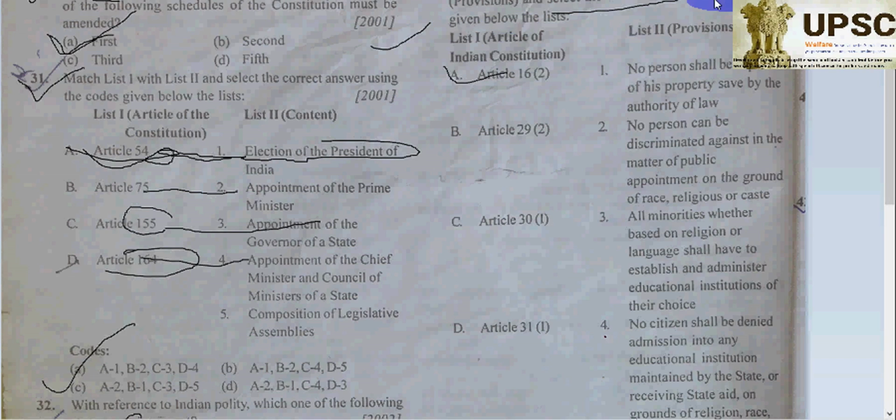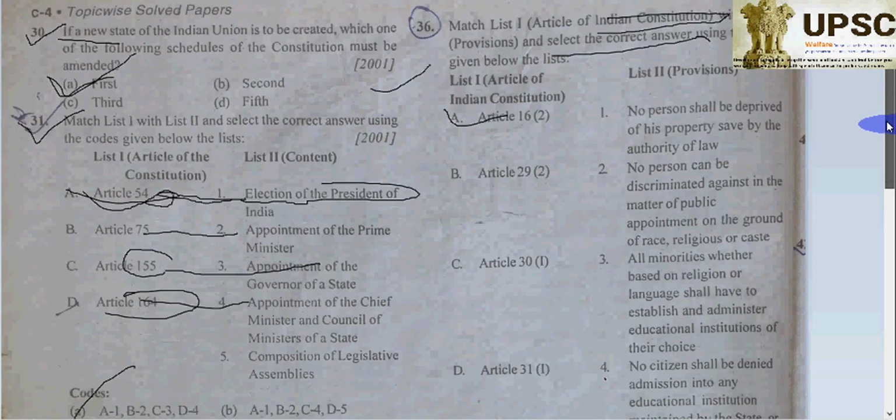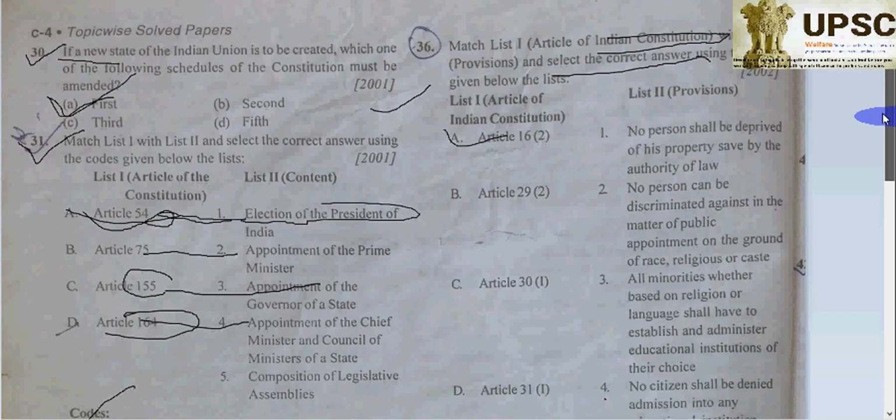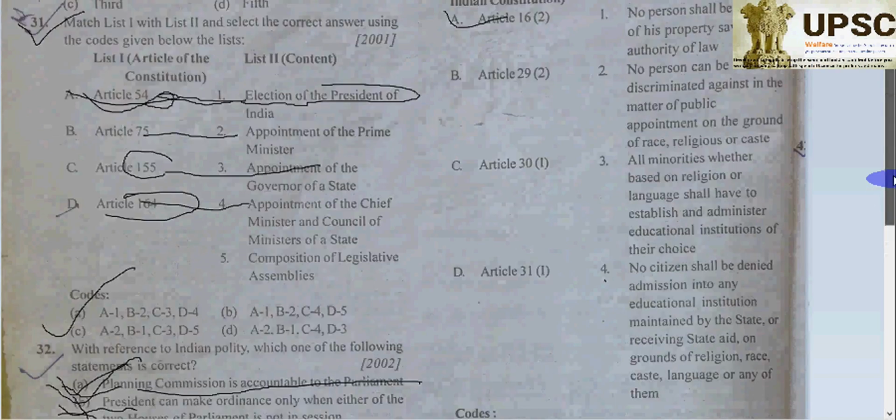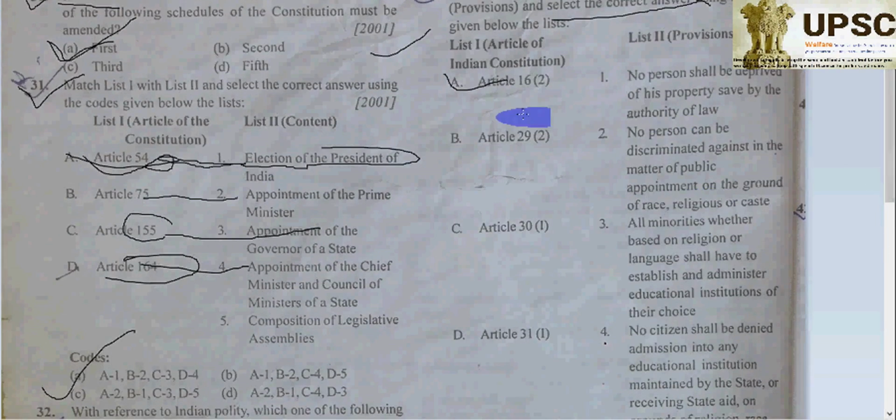So here let's attempt the questions. I will make this question easy for you. See, question 36, fundamental right. Here A is going to be Article 16, clause 2, which says no person can be discriminated against in the matter of public employment. So A will be 2.